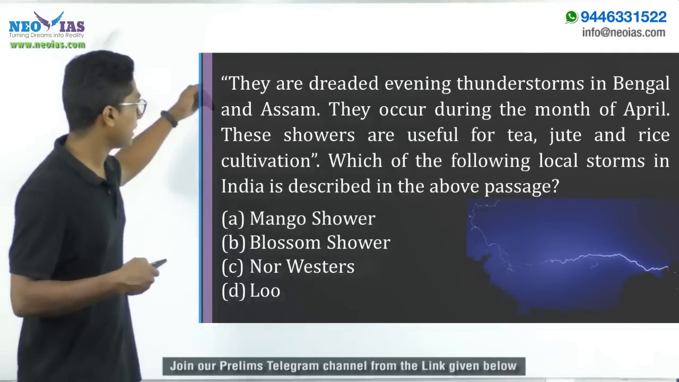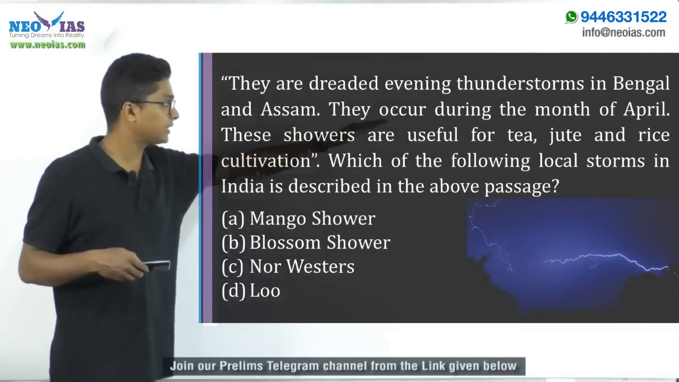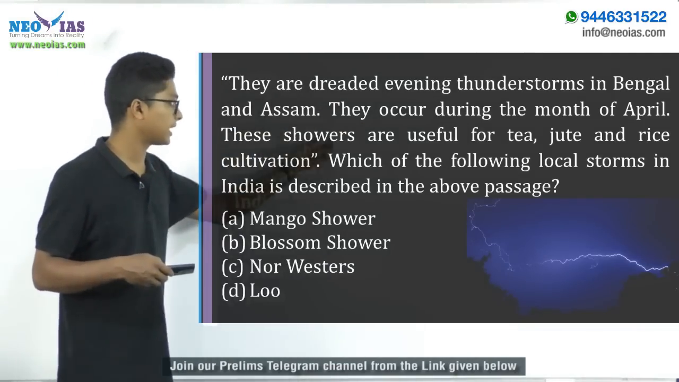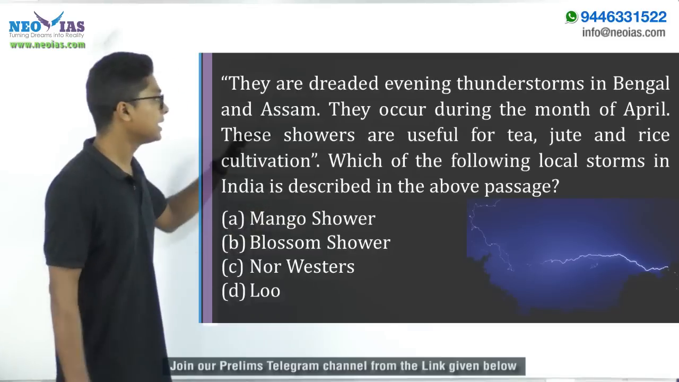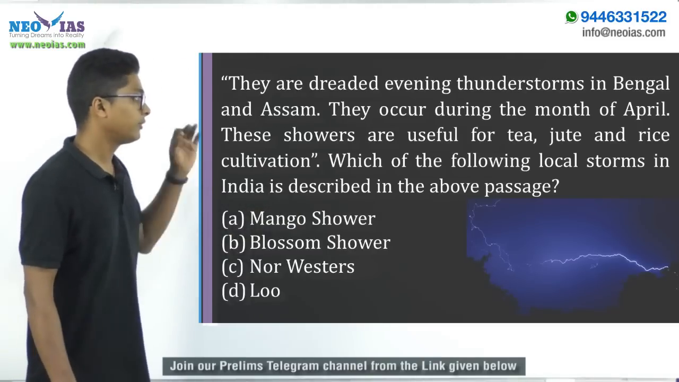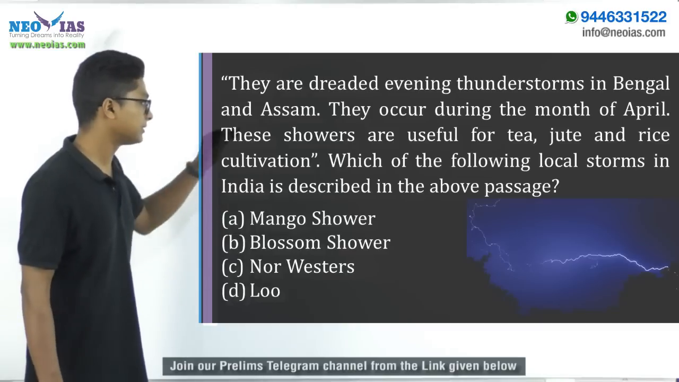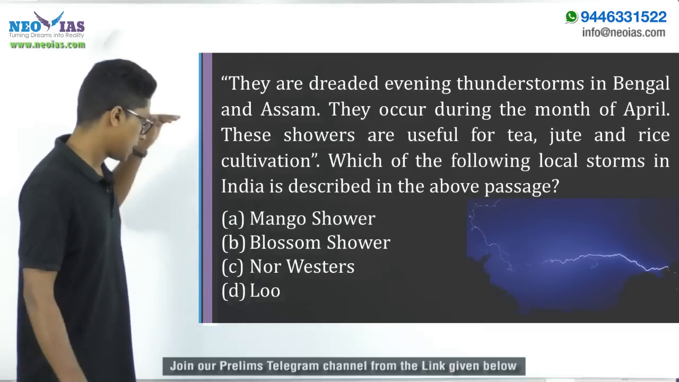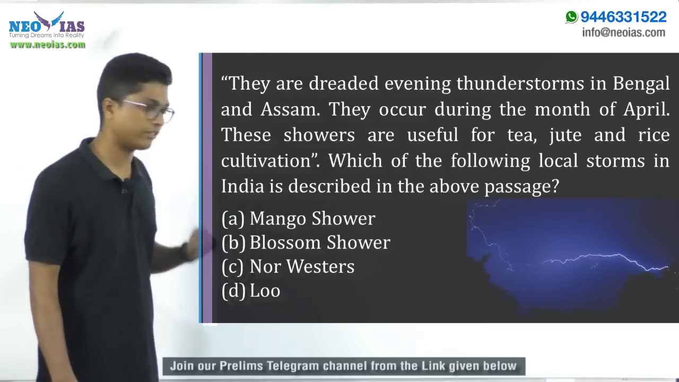So going through the statement: there are dreaded evening thunderstorms in Bengal as well as Assam. They occur during the month of April. These showers are useful for tea, jute, rice cultivation. Which of the following local storms in India is described in the above passage? The answer comes out as C, which is nor'wester.